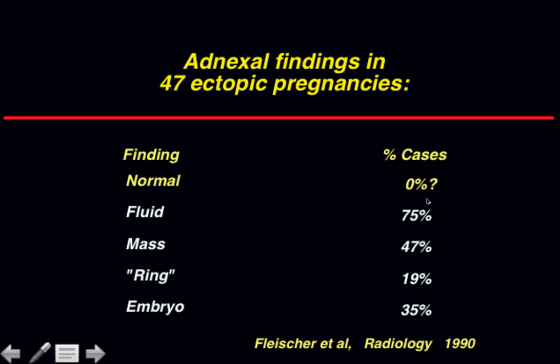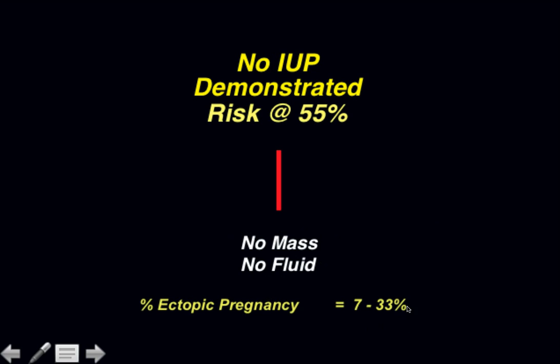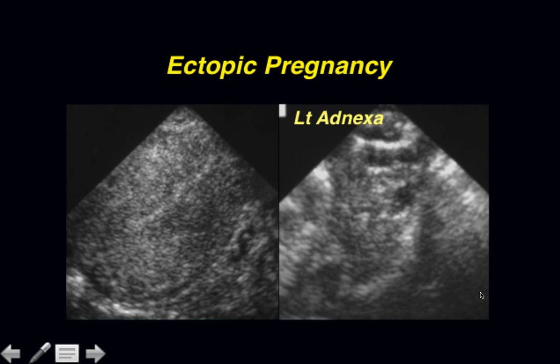So, we have identified all of these potential abnormalities that we might see in the patient's adnexa. But what if we find nothing in the adnexa? What if it's perfectly normal? Does that take the patient out of the group at risk for ectopic pregnancy? And the answer to that question is a definitive no. In the literature, anywhere from 7 to 33% of patients who have no adnexal findings have an ectopic pregnancy.